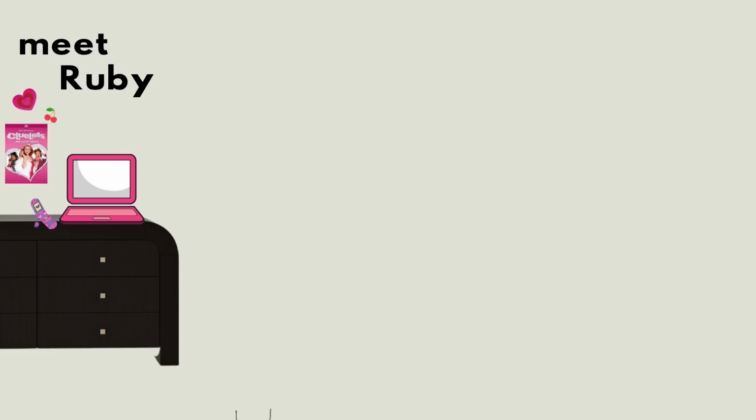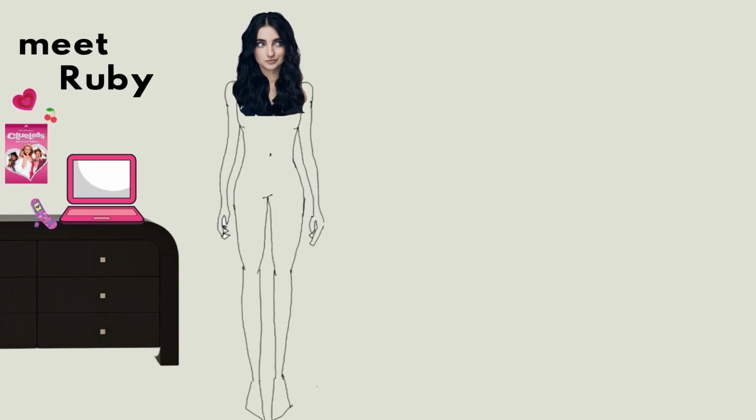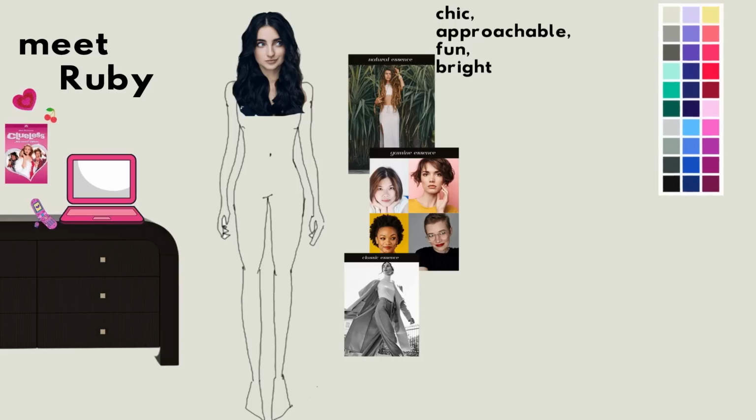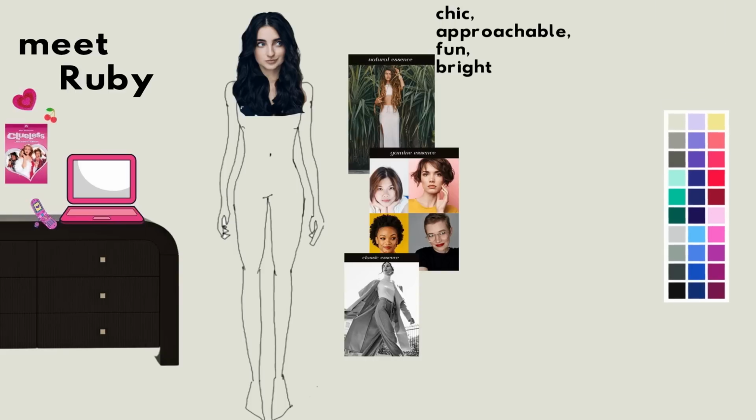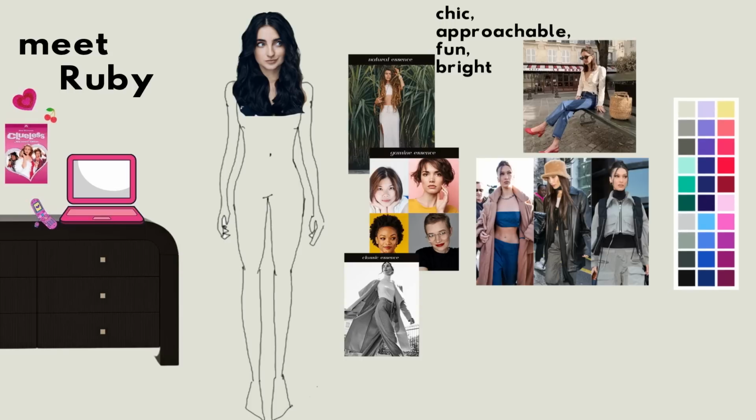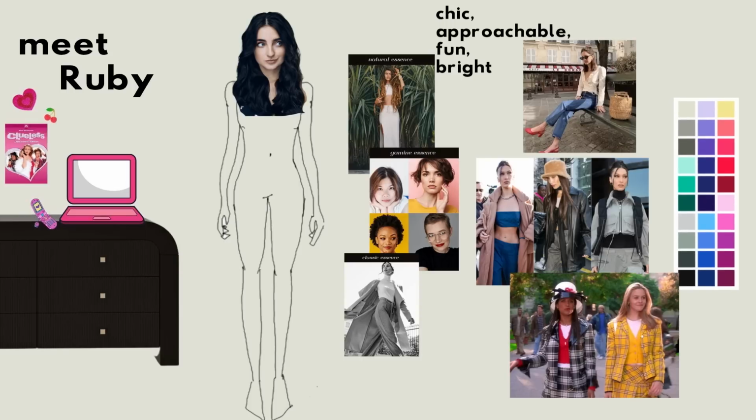Meet Ruby. She's a Kibbe flamboyant natural with gamine, classic, and natural essence blend. She wants to appear chic, approachable, fun, and bright. She's a bright winter and a college student. Her personal style map imagery includes 2000s styles, Parisian chic, and high teen. She's been told she has a bit of an RBF, so she's working on trying to express her personality more. Let's build her an elevated outfit for a day at school, with a dinner out in the evening.